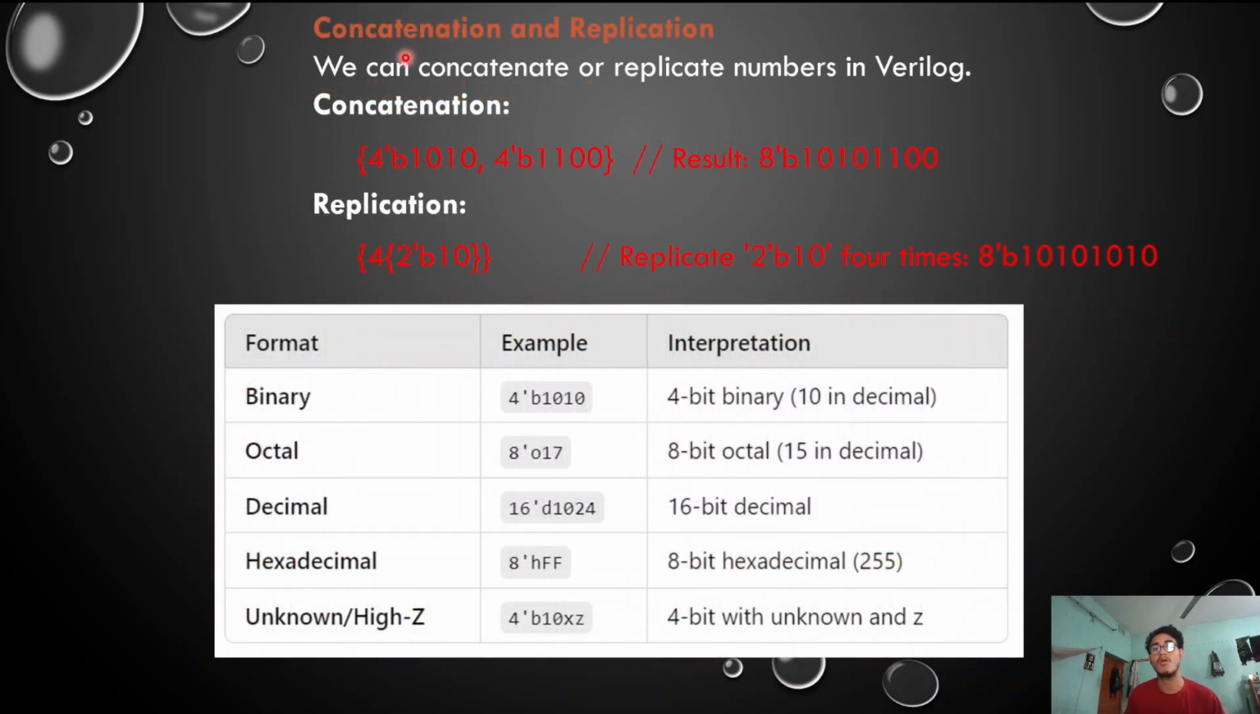Now we want to perform concatenation and replication. For concatenation, if you want to concatenate 4-bit binary 1010 with 4-bit binary 1101, the result will be 8-bit binary 10101101. For replication, if we want to replicate 2-bit binary 10 for 4 times, the result will be 8-bit binary 10101010.